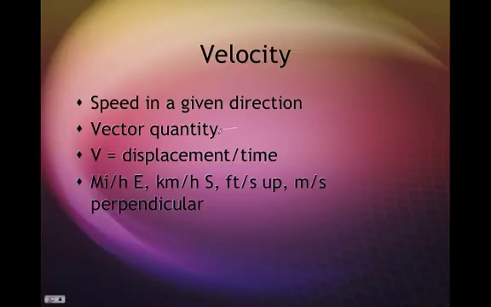Vector quantities have two parts to them: magnitude, which would be like your speed, so 55 miles an hour, and again your given direction, which would be like northeast. To calculate velocity, you take the displacement and you divide that by the time. And again, there are some labels here, and you'll notice these are only different from the speed labels by the direction. Okay, so like miles per hour east, kilometers per hour south, feet per second up. Sometimes we don't have a specific direction, so sometimes you have to say meters per second perpendicular or with the horizon or things like that.